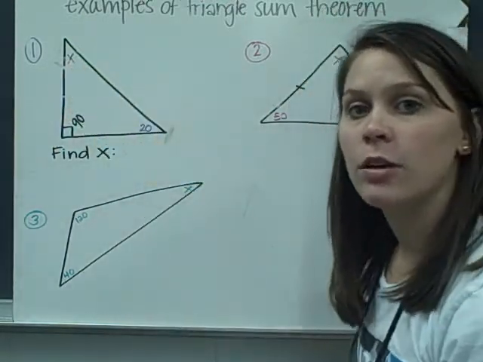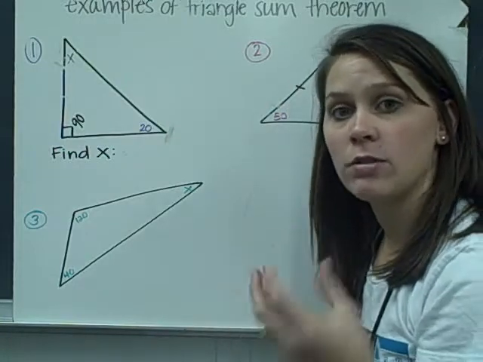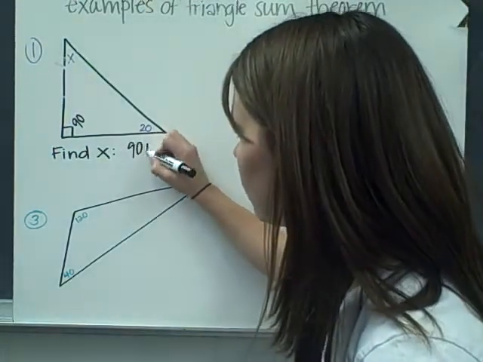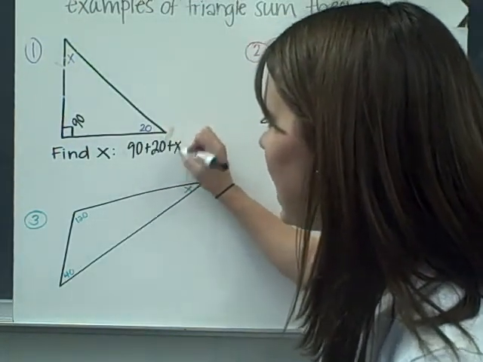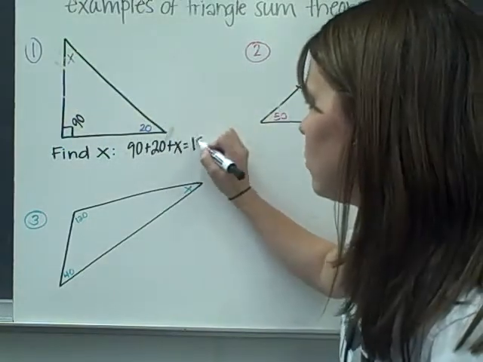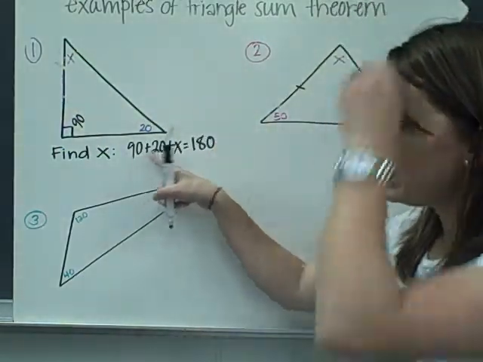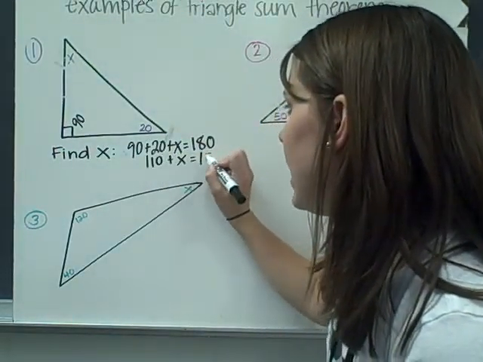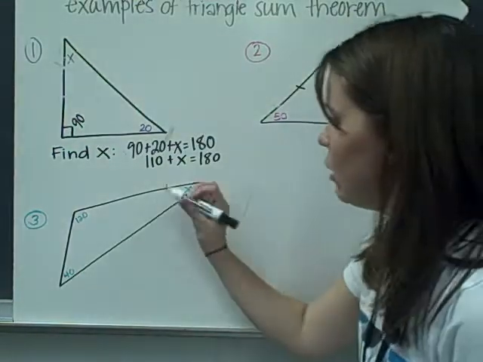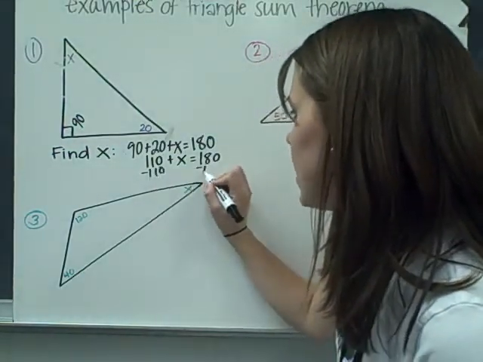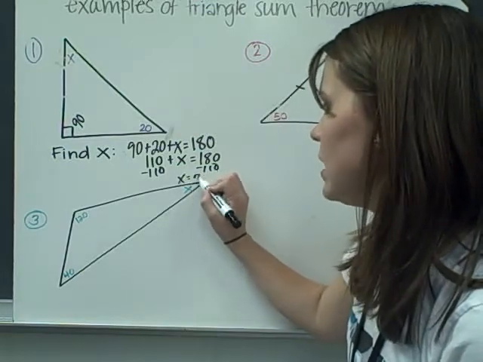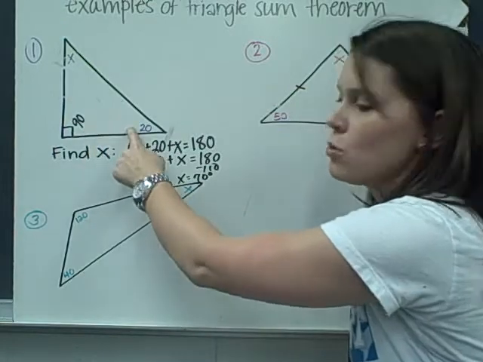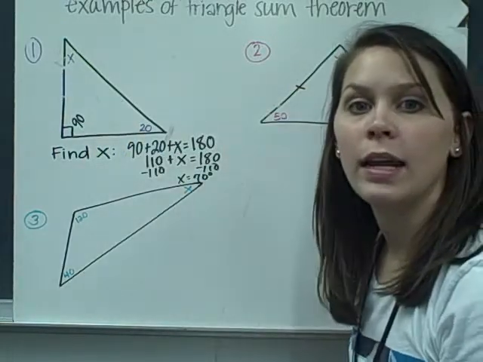Well, the triangle sum theorem states that the interior angles added together should equal 180. So now we have 90 plus 20 plus the x angle that we don't know should equal 180. Well, 90 plus 20 is 110 plus x is 180. Well, now we need to get x by itself, so we would subtract 110 on both sides, and so x should be 70 degrees. And if we check, 70 plus 90 plus 20 does equal 180.